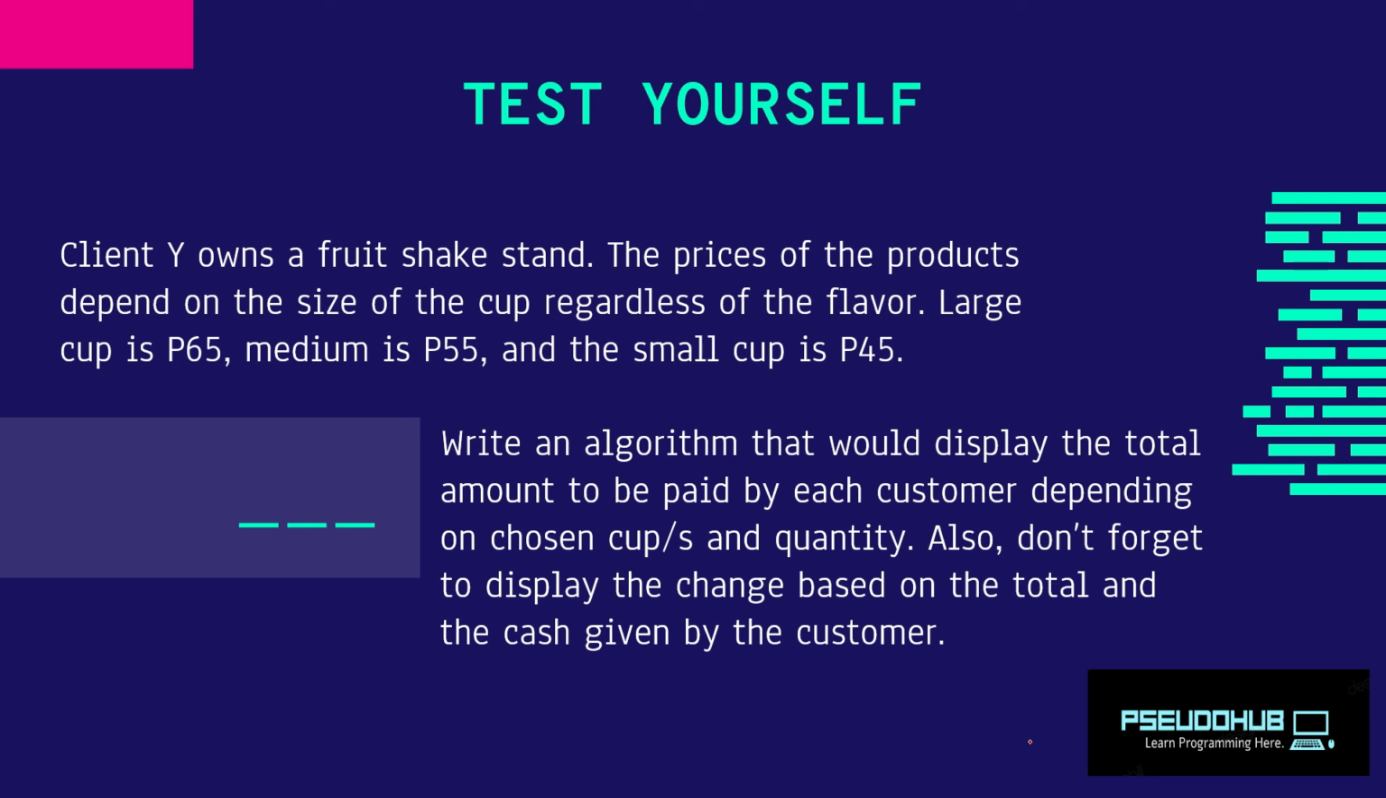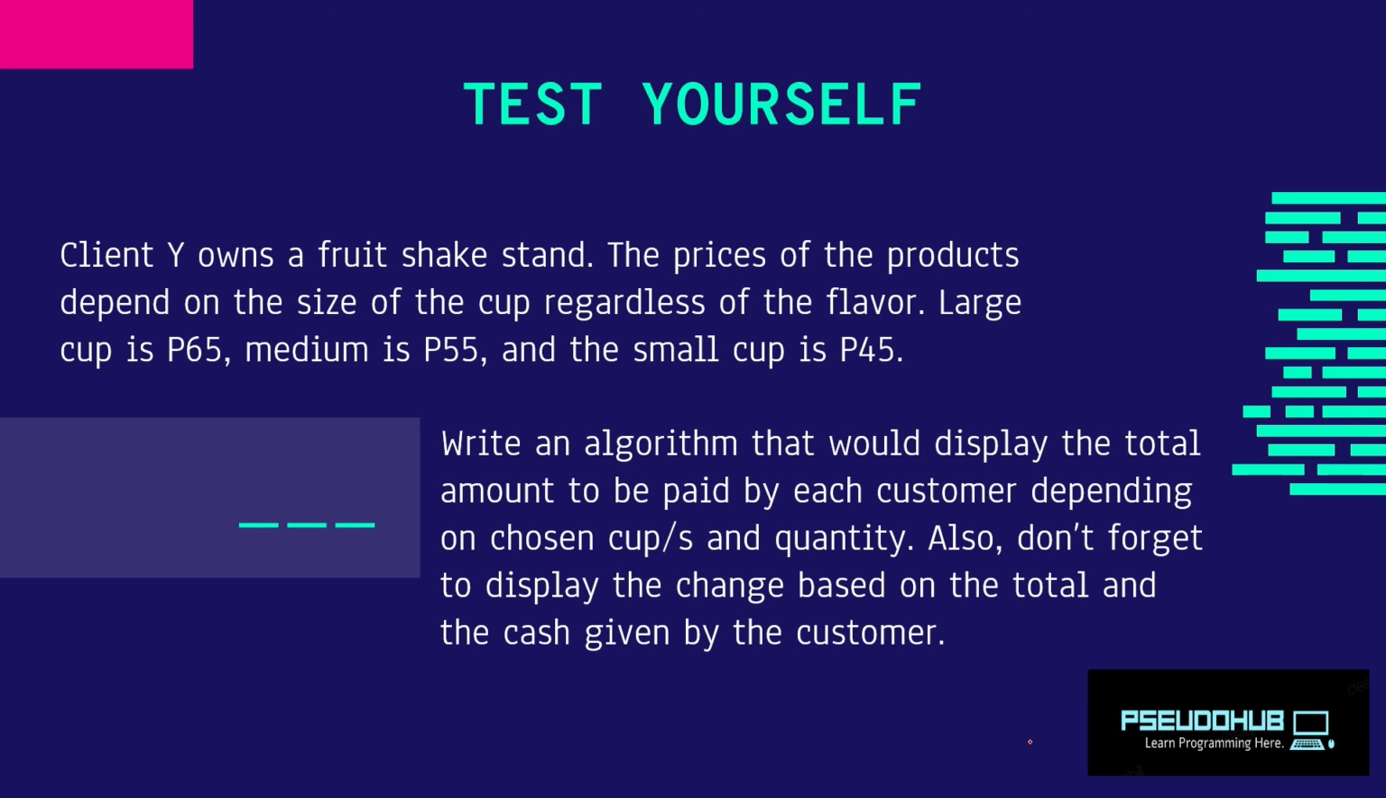Okay, so basahan na nato. So client Y owns a fruit shake stand. The prices of the products depend on the size of the cup regardless of the flavor. Large cup is 65, medium is 55, and the small cup is 45. Meaning, regardless kung unsa nga flavor imong paliton, nagadepende ang price sa iyang size sa cup, di ba? Now, your job is to write an algorithm that would display the total amount to be paid by each customer depending on chosen cup or cups and quantity. Also, don't forget to display the change based on the total and the cash given by the customer.